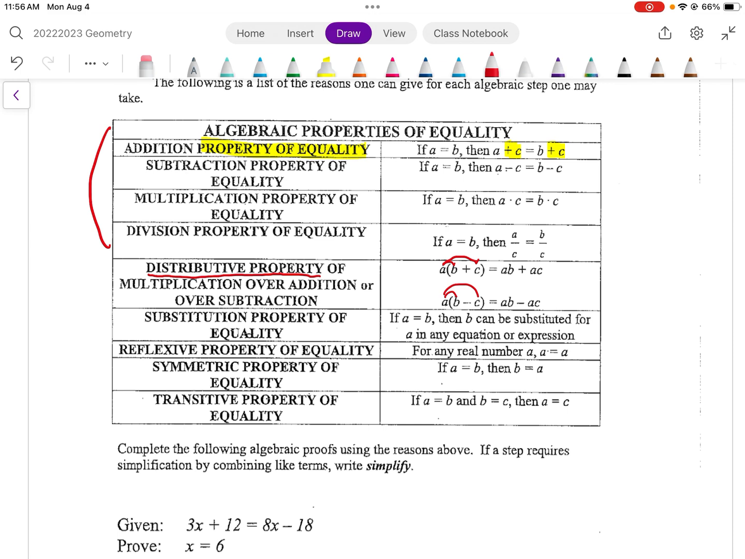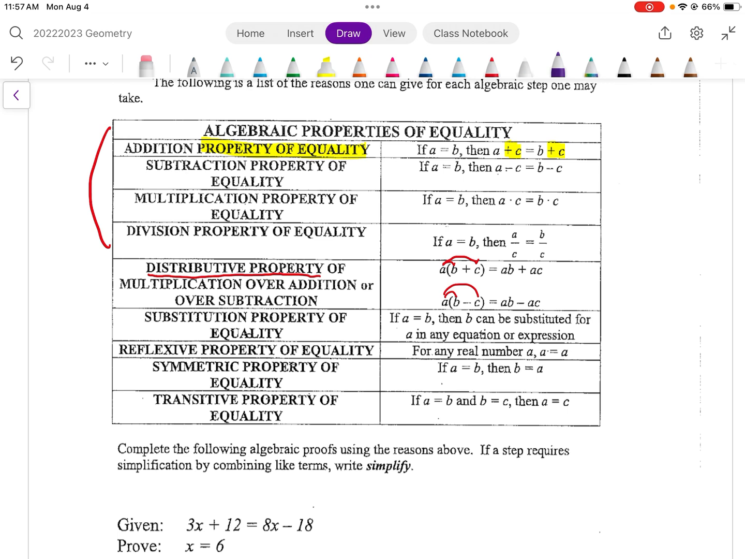All right, substitution. When I substitute something, that means I'm taking something out to put something else in. Kind of like in sports, if you have a sub, one player goes out, one player goes in. So this property says if A equals B, then B can be substituted for A, or A could be substituted for B, either way. So if you take something out and plug something else in, substitution.